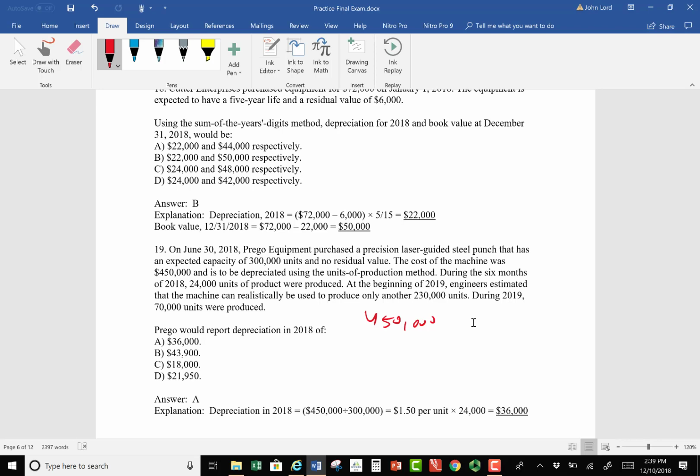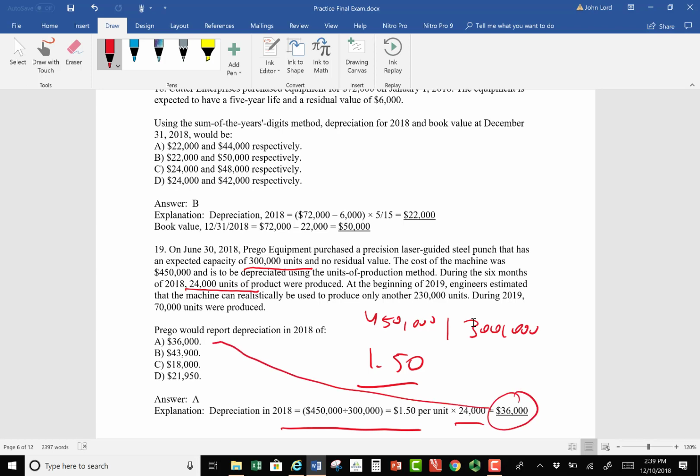Okay. Then you divide it by the units you think you're going to get out of this thing, which is 300,000. So that gives me $1.50 per unit, which I'm kind of rewriting what's already down here. And then for this year, they say that they produce 24,000 units. So I take that 24,000, that's 36,000 is the depreciation. In the next year, I guess they use 70,000, so I'd multiply that by 70,000 for year two, if I was asked that.